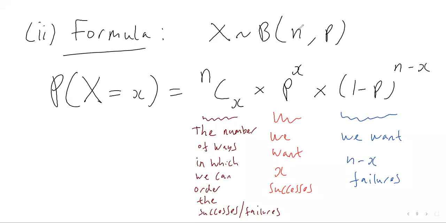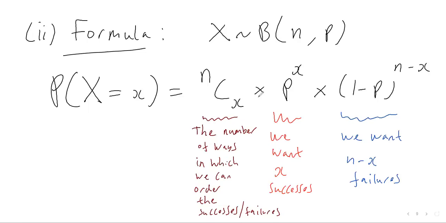Also, with our penalty shootout example, if there are going to be n penalties, then that means we want n minus x failures. If we want x penalties to be scored, we must want n minus x penalties to be missed. That's why we include this. And then this n choose x, or sometimes n choose r, is the number of ways in which you can order the successes and failures.